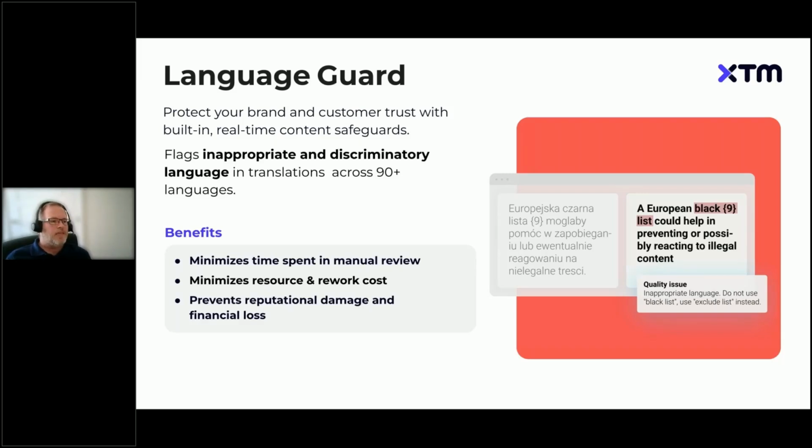We can see a few of the benefits there, minimizing the time and manual review, minimizing resources and rework costs, and also preventing reputational damage and financial loss. These are key factors. We'll be going into a video now. So the next slide, it'll be a video showing Language Guard. If we can press play, please.